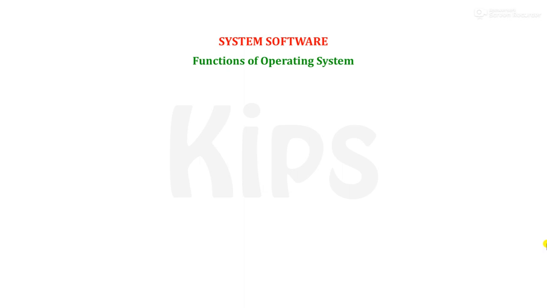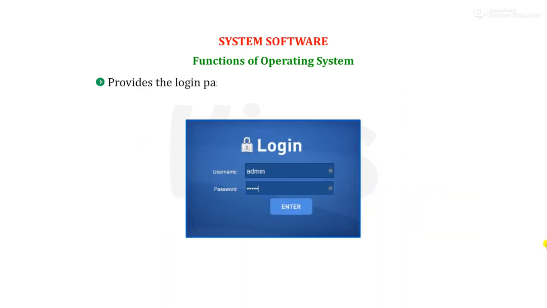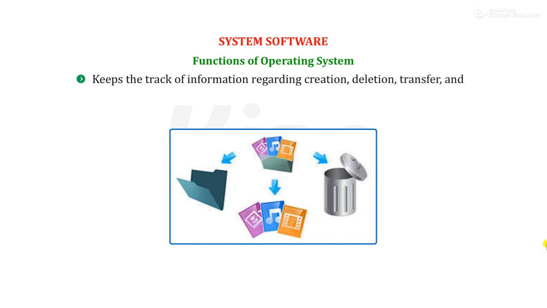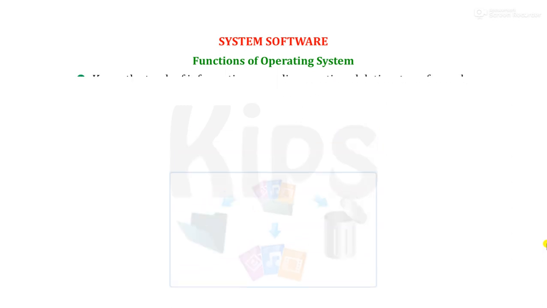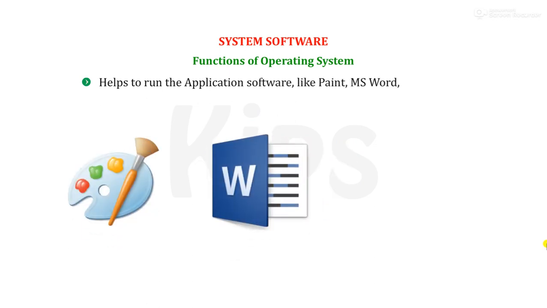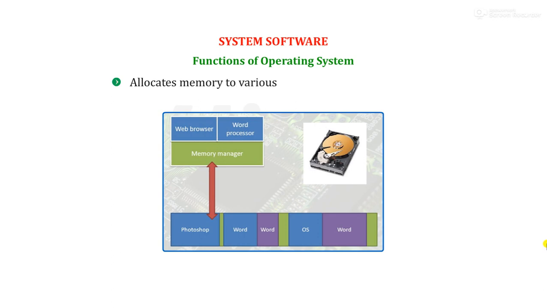Functions of operating system. It controls the overall working of input and output (I/O) devices. Provides the login password to prevent the misuse of computers. Keeps track of information regarding creation, deletion, transfer, and copying of files. Helps to run the application software like Paint, MS Word, Scratch, etc. Allocates memory to various programs whenever required.